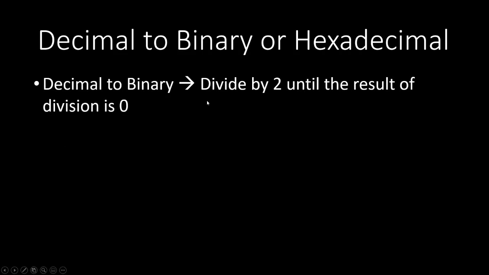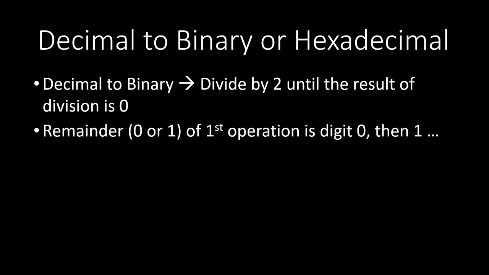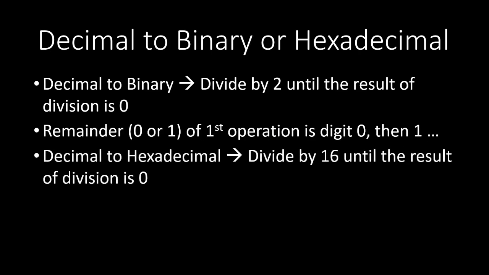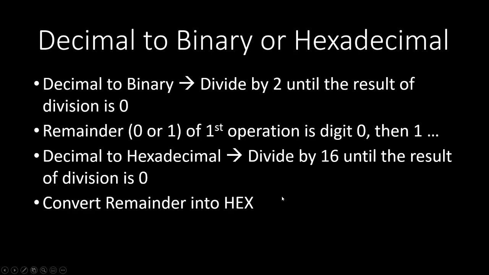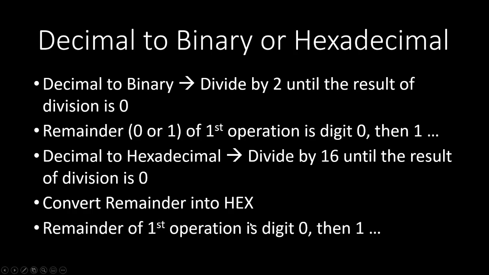Now let's try decimal to binary or hexadecimal. For decimal to binary, we divide by 2 and we repeat this division until the result of division is 0. The remainder of this division, whether being 0 or 1, of the first operation is digit 0, then 1, and so on. The same applies to decimal to hexadecimal. We divide by 16 until the result of this division is 0, and we convert remainders into hexadecimal here because the remainders can be above 10. So we convert them into hexadecimal. The remainder of first operation is digit 0, then 1, and so on.